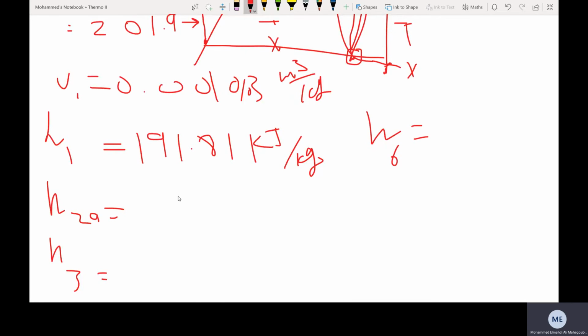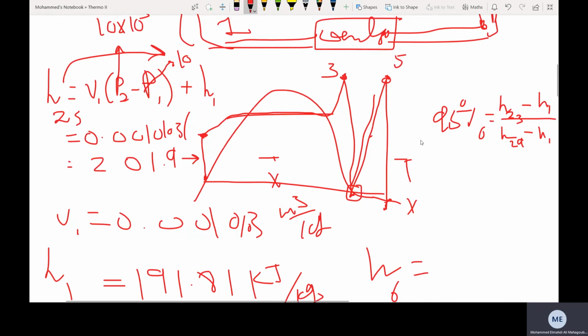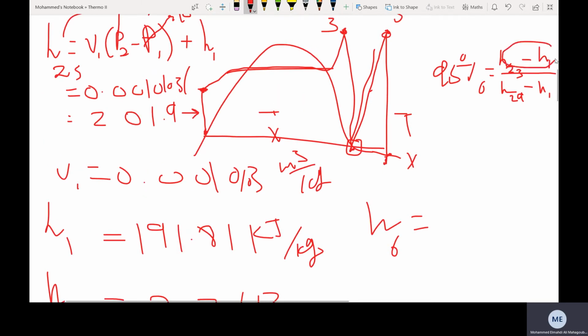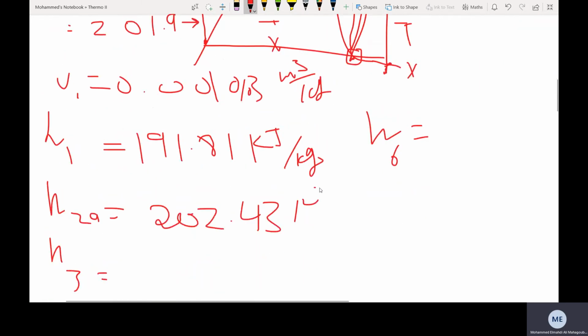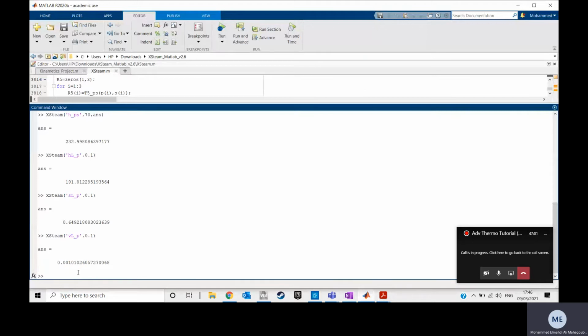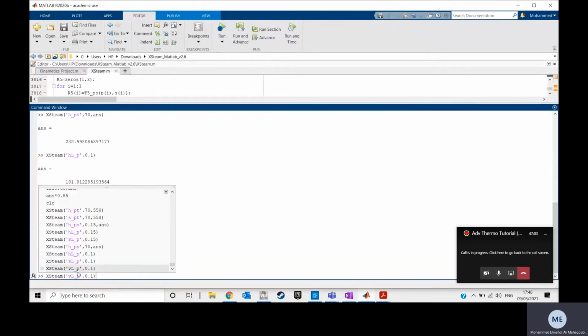So 95% equal to HS, which is 201.9, minus 191.81, over X minus 191.81. This is a compressor, which is going to draw less work when it is isentropic, so the isentropic values should be lower. Kilojoules per kilogram, this is the actual one. Or we could have done it in a simpler manner, by making the entropy constant.